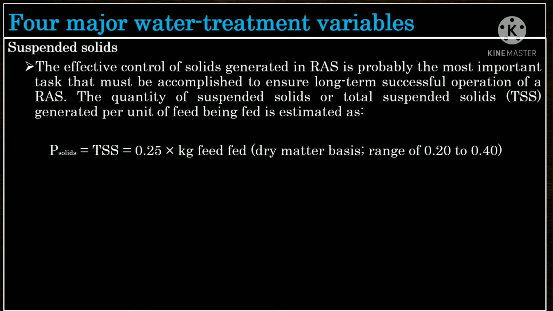So next is suspended solids. The effective control of the solids generated in RAS is probably the most important task that must be accomplished to ensure the long-term successful operation of the RAS. The quantity of suspended solids, or total suspended solids, TSS, generated per unit of feed being fed is estimated as P solids equals TSS equals 0.25 times the kilograms of feed fed, on a dry matter basis, with a range of 0.20 to 0.40.